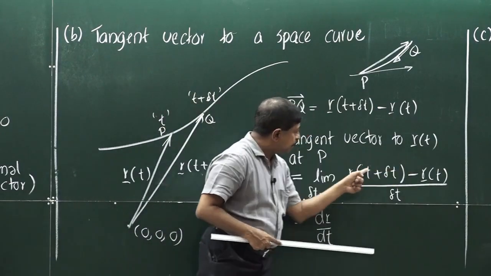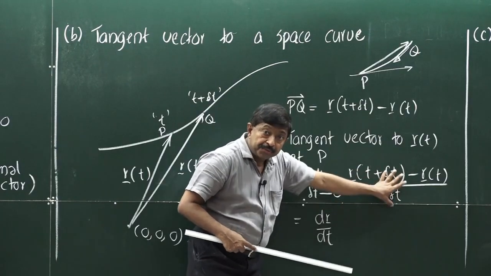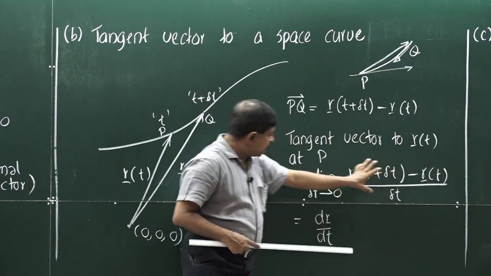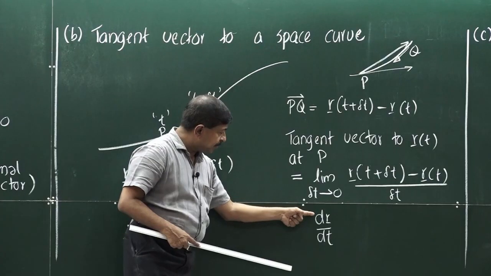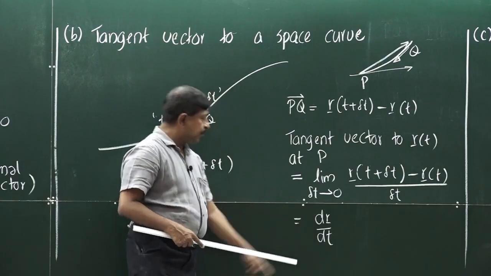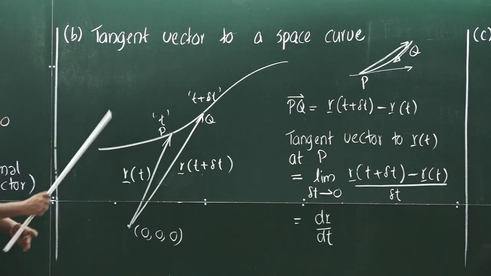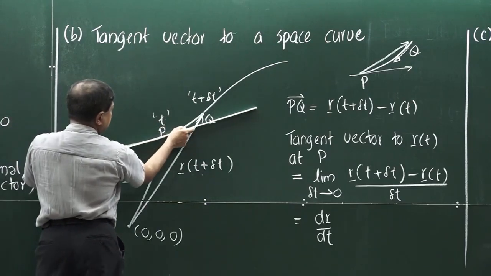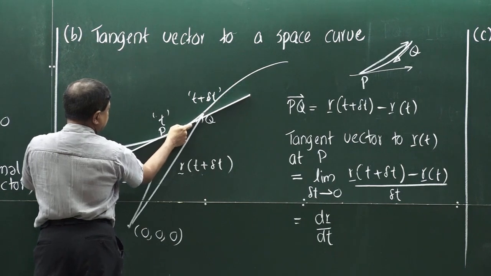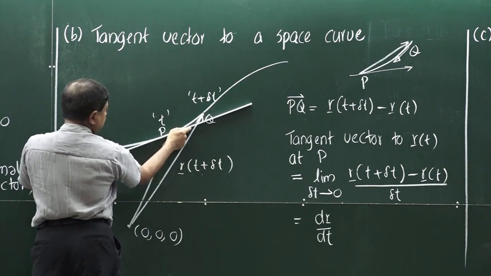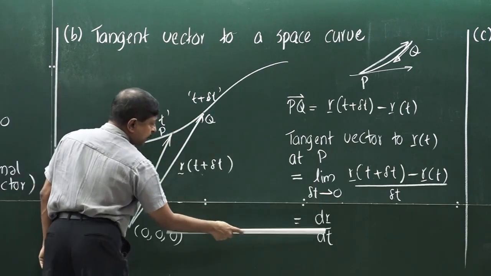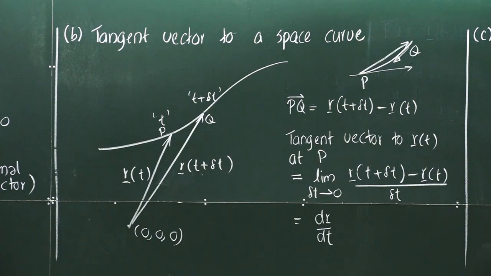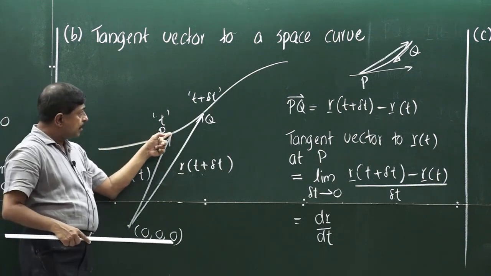So, the tangent vector to r of t at P is this one. Now, this is the vector PQ, you divide it by delta t, still it is a vector along the PQ direction. Now, if you take this limit, you know that by definition of the derivative, this is dr by dt, the derivative of r with respect to t. So, that gives you the tangent vector at P. Earlier it was like this, once Q comes towards P, and finally it will be like this, it is a tangent to the space curve at point P. So, by dr by dt you get the tangent vector at point P.